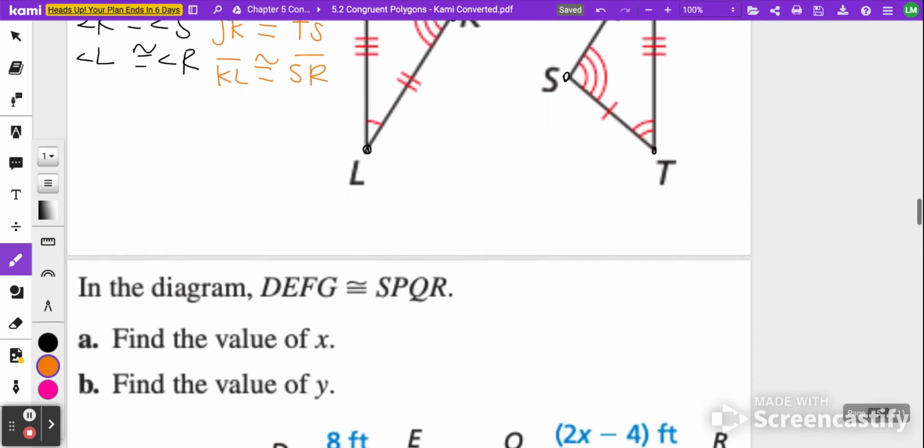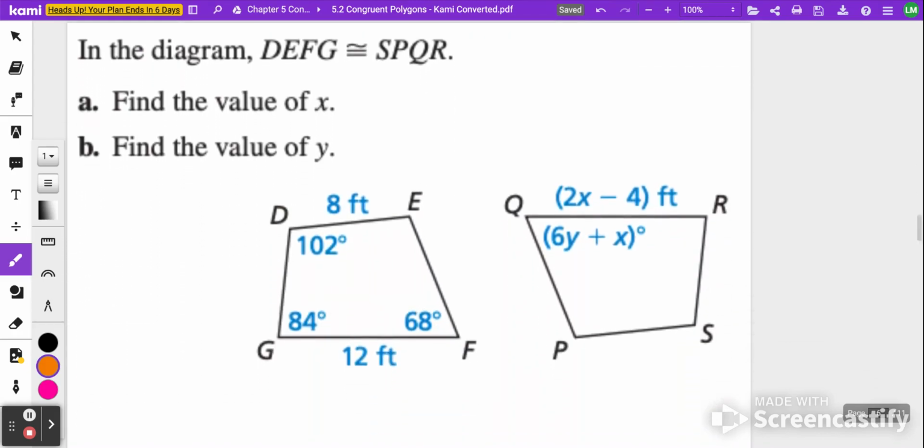This next one states that DEFG is congruent to SPQR. So what we're going to do is try to find the value of x and find the value of y. One thing I already know is that here's my x, and it says that QR is 2x minus 4. Well, QR is matching up with FG. So that means QR, the 2x minus 4, is equal to FG, which states it is 12. So I would add 4 to both sides. 2x is equal to 16, so x must be equal to 8.